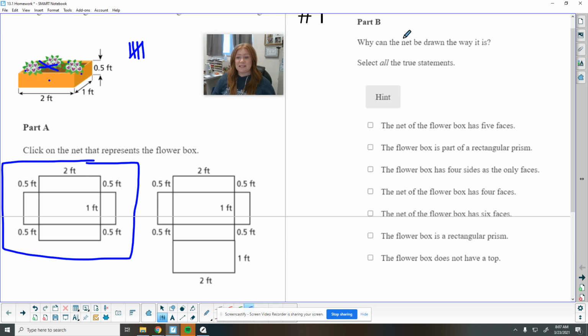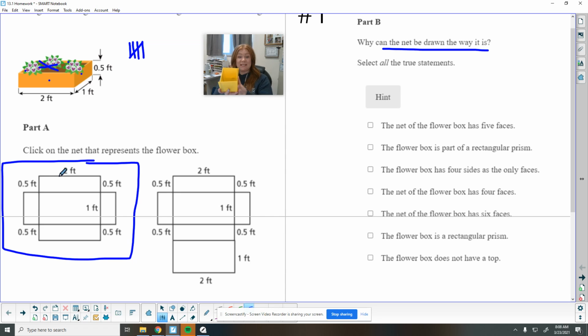So let's go through and see which ways the net can be drawn. So we know the net has 5 faces, so we are looking for answers that talk about 5 faces. We know that this is part of a rectangular prism. So it's not a complete rectangular prism because it is missing that top. But if it had a top or a lid, then it would be a rectangular prism. So it's not a full rectangular prism, it's just part of a rectangular prism.